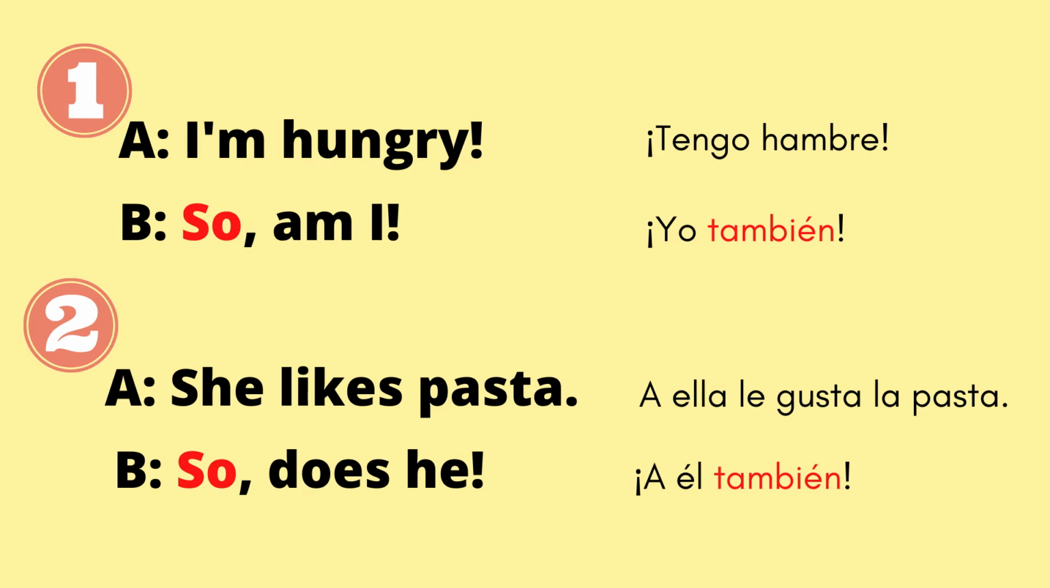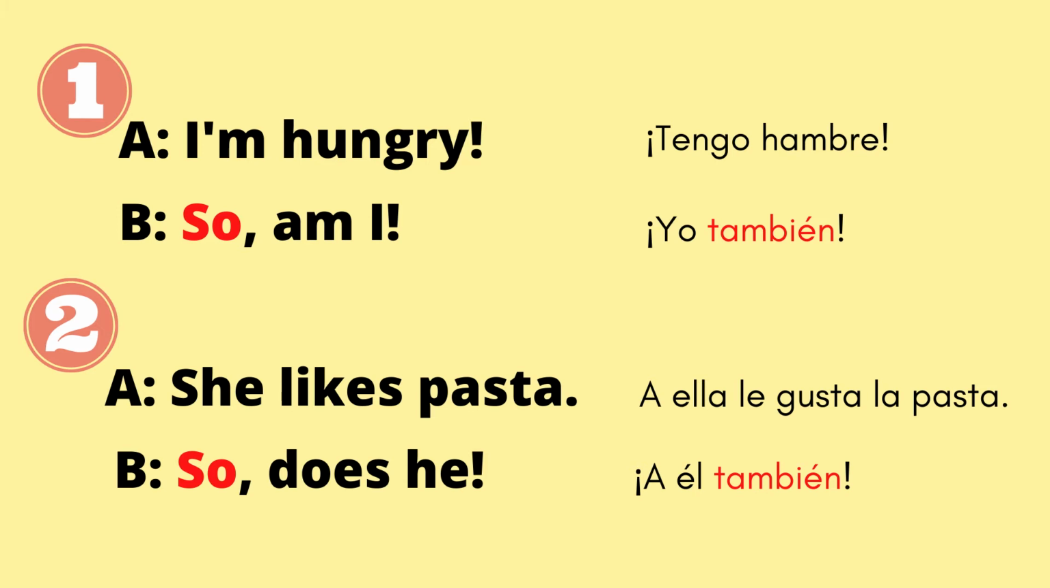Y entonces tú respondes, so does he. A él también. Esto es un diálogo. Cuando una persona dice algo, entonces tú dices, yo también. Si notas acá, en el número 1 decimos, so am I. Estamos contestando con el verbo to be. Recuerda el verbo to be, am, is, are. Porque la primera oración ocupa el verbo to be. En la segunda no hay verbo to be. Entonces ocupamos el do y el does.